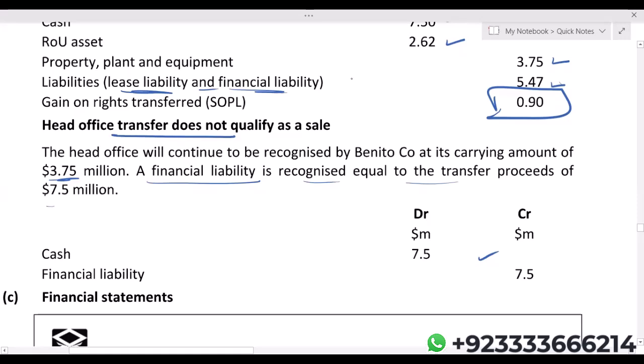Gain or loss on transfer you can calculate with the help of a balancing figure. That is, I think, easier rather than putting yourself into more numerical part. Is this clear to everyone? Yes or no?